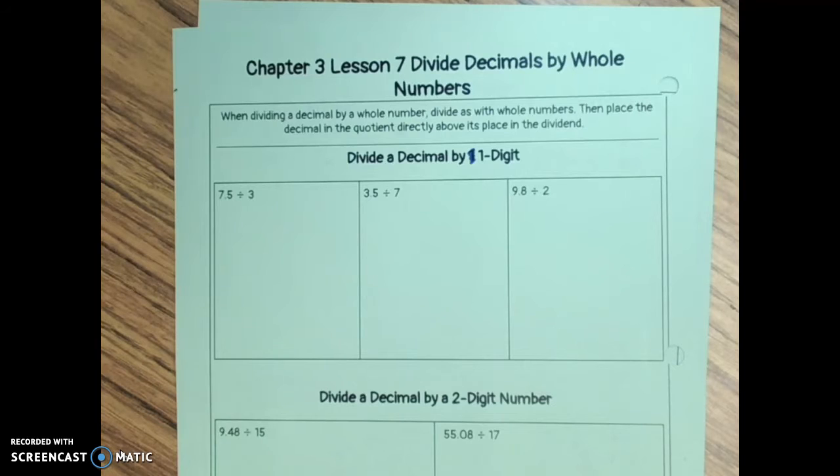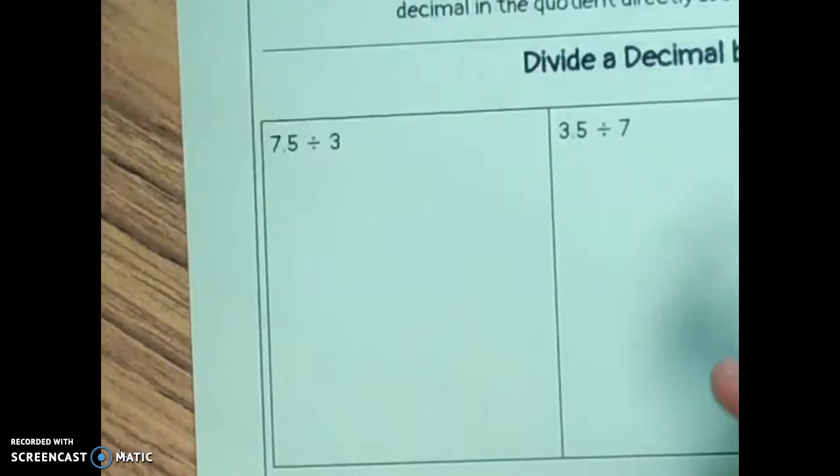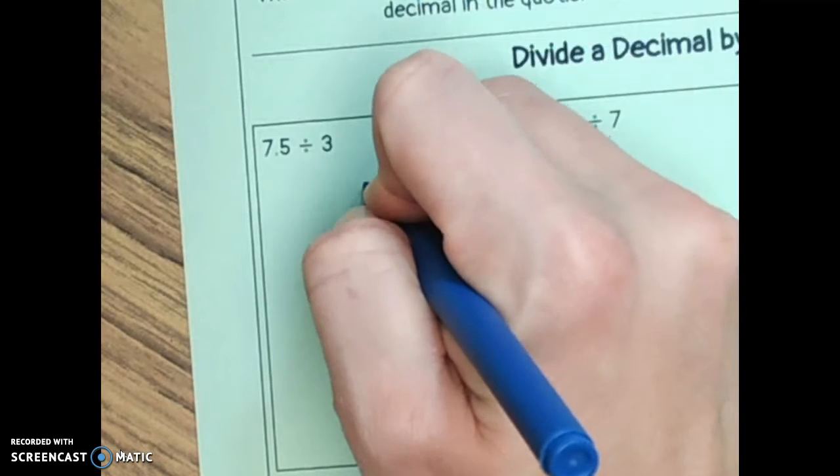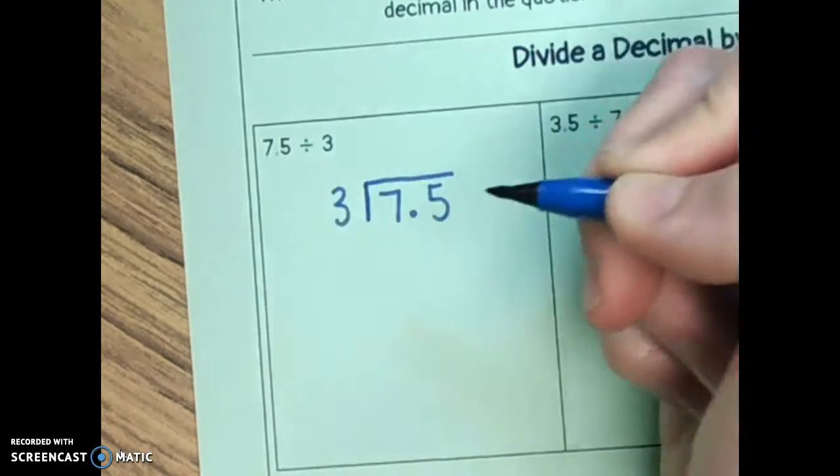What's the quotient? Brock, do you know what the quotient is? No? Yes. The answer to a division problem. And it goes directly above it. So, remember the first number is going to go underneath the little house. So we have 7.5 divided by 3.